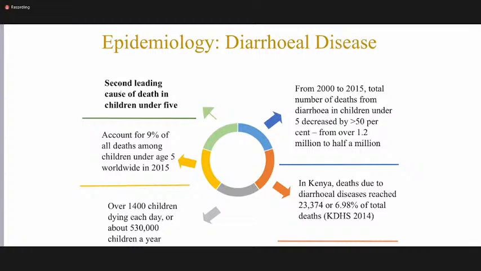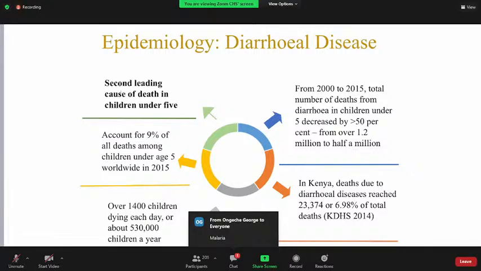So what do we know about epidemiology? It's the second leading cause of death in children under the age of 5 years. So who can tell me what's the most common cause of death in children under 5 years, if diarrheal disease is the second? Come on, that's an easy one, guys. Malaria? No, good try. Pneumonia, yes. So pneumonia is the leading cause of death in children under the age of 5 years.